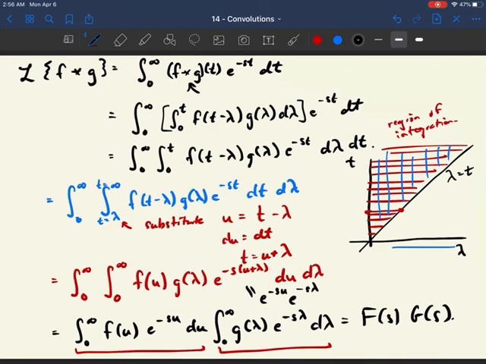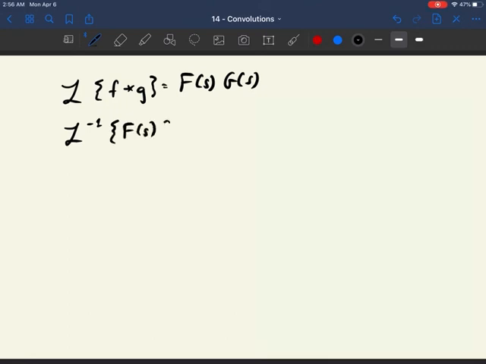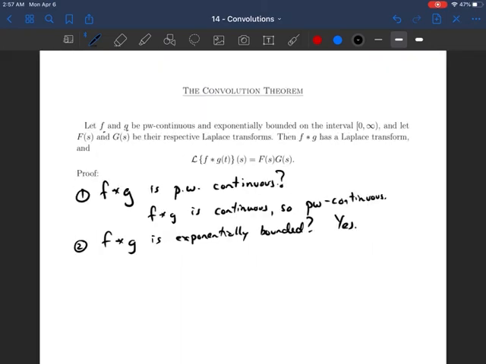So the Laplace transform of f star g is F of s times G of s. And if we translate that back in terms of the inverse Laplace transform, so let's see, the transform of f star g is equal to F of s, G of s, and that also means that the inverse Laplace transform of F of s, G of s is equal to f star g, right, which is the thing that we were hoping to prove.